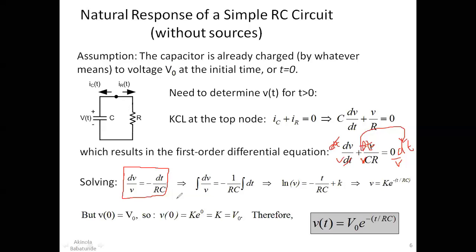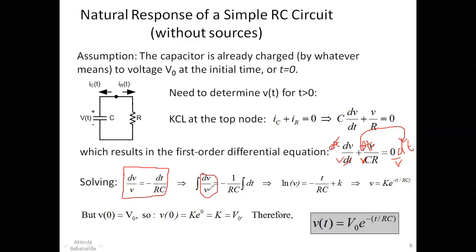What you want to do is to integrate both sides. If you integrate both sides, you have the integral of dV over V equal to minus 1 over RC integral of the dT. 1 over RC is going to be a constant. RC will be constant, so they are constant functions. So you have minus 1 over RC, you bring them out of the integral, and then you have your integral of dV over V. This looks more like you're integrating 1 over V dV. So 1 over V will give us ln V.